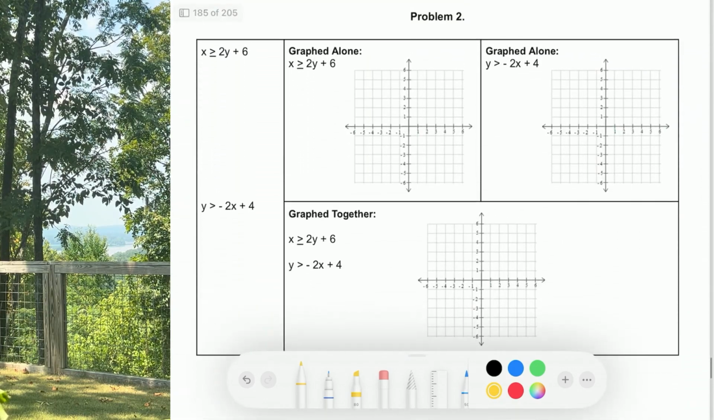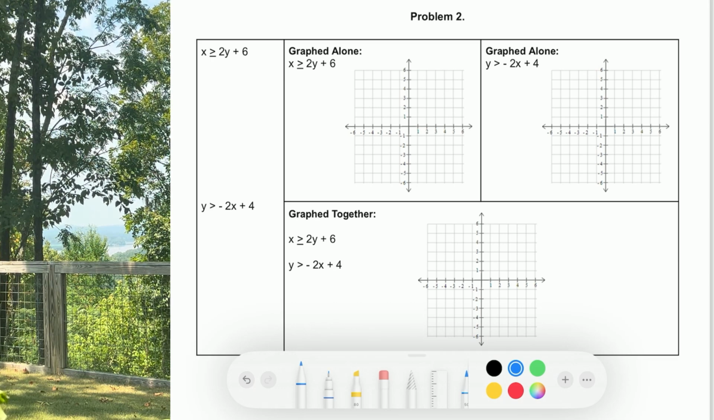Problem number 2. All right, I have x is greater than or equal to 2y plus 6. I have my 2y on the right-hand side. I kind of want it on the left. So I'm just going to flip the whole problem.